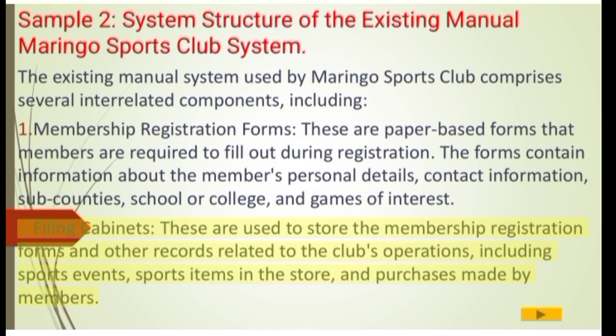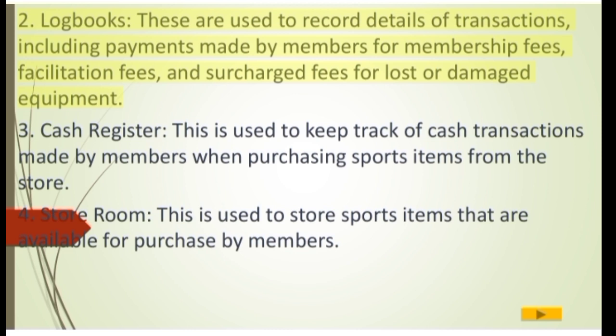2. Filing cabinets. These are used to store the membership registration forms and other records related to the club's operations, including sports events, sports items in the store, and purchases made by members. 3. Logbooks. These are used to record details of transactions, including payments made by members for membership fees, facilitation fees, and surcharged fees for lost or damaged equipment. 4. Cash register. This is used to keep track of cash transactions made by members when purchasing sports items from the store. 5. Storeroom. This is used to store sports items that are available for purchase by members.